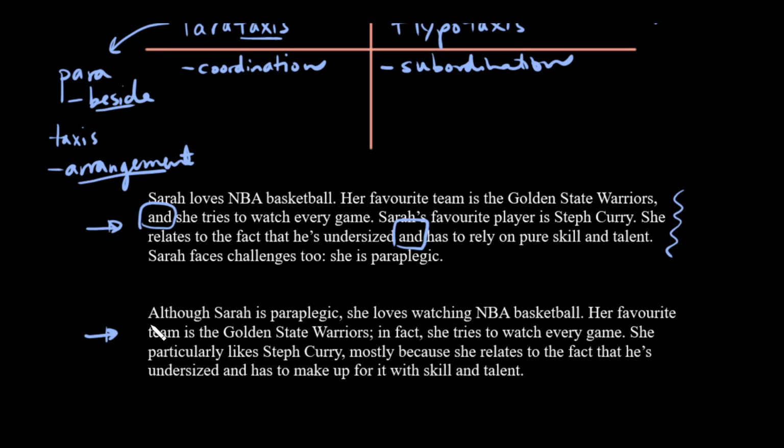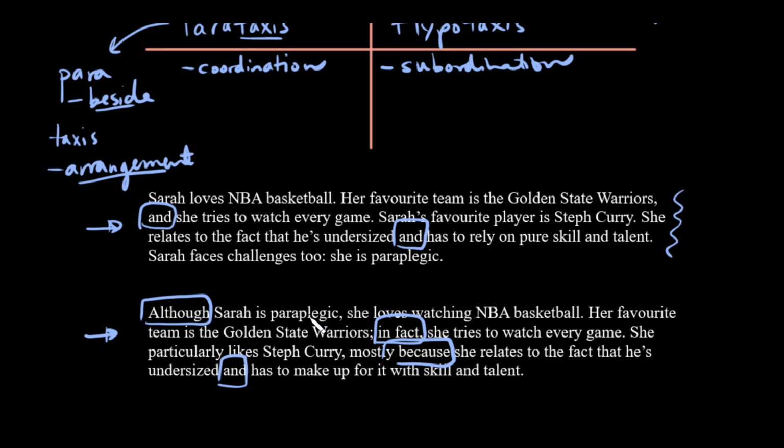Now we're starting to use subordinating conjunctions. So we have, although Sarah is paraplegic, she loves watching NBA basketball. And then here we have in fact, connecting a couple of clauses. Then we have because, right? And then we finally have an and as well, which is more paratactic.